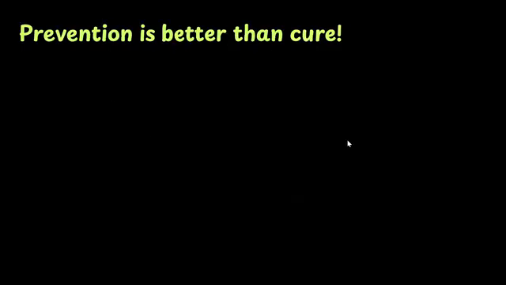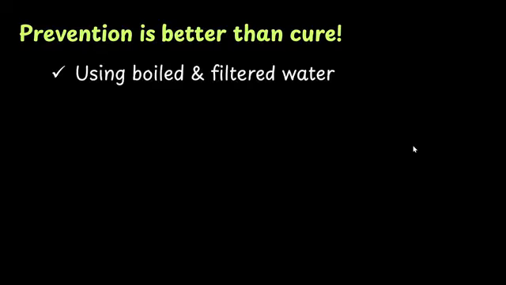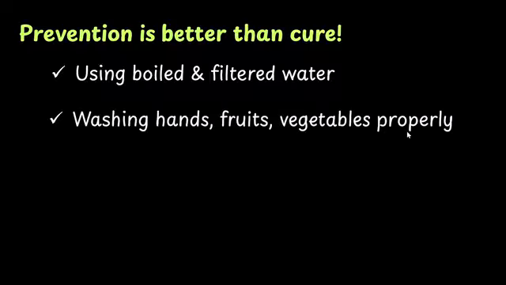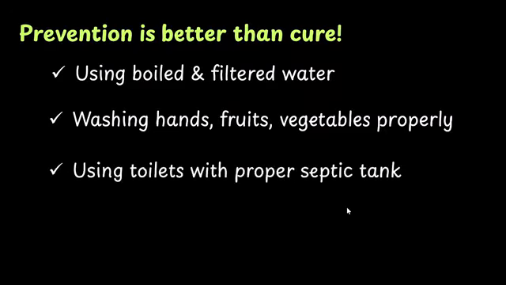Now, how do we prevent amoebiasis? First, we should always use boiled as well as filtered water. We have to wash our hands, fruits, as well as the vegetables that we eat. Finally, we have to use toilets that are attached to a proper septic tank so there is no overflow of waste matter.